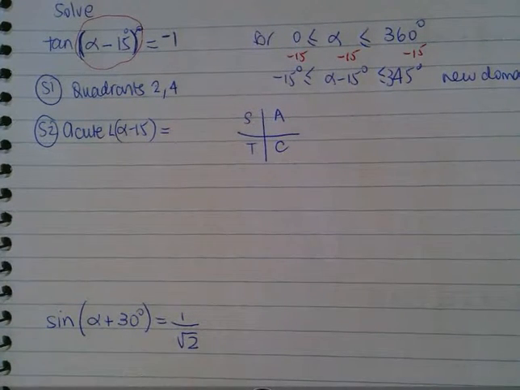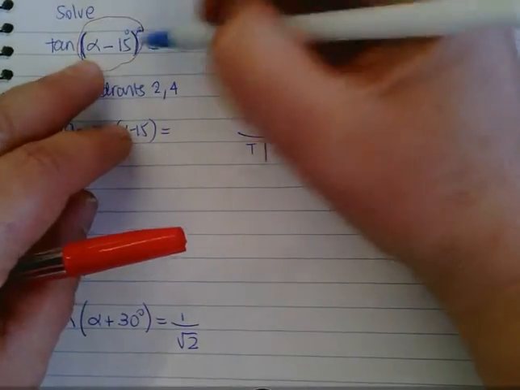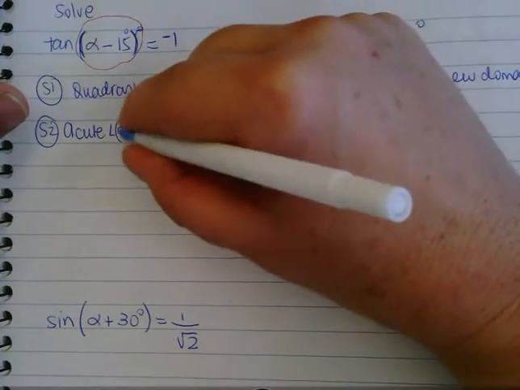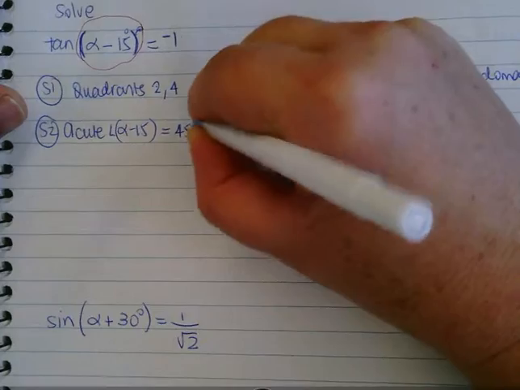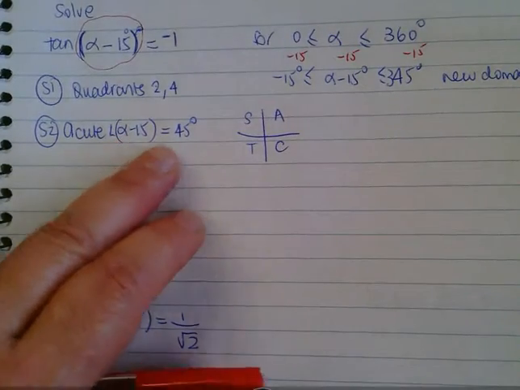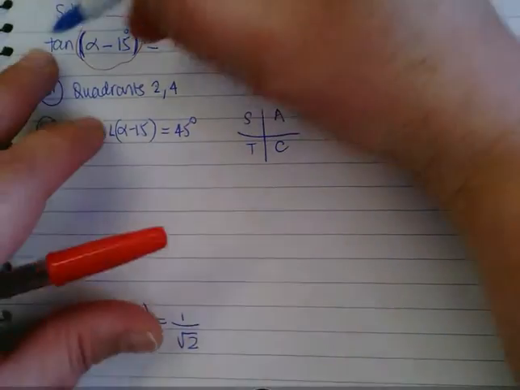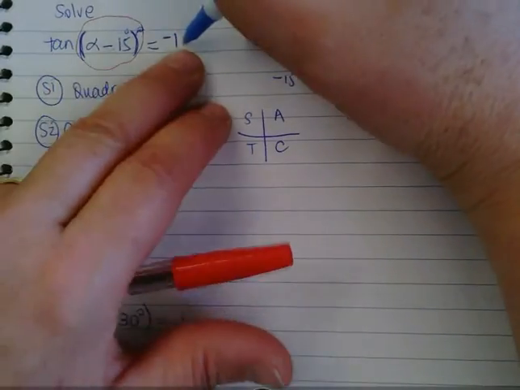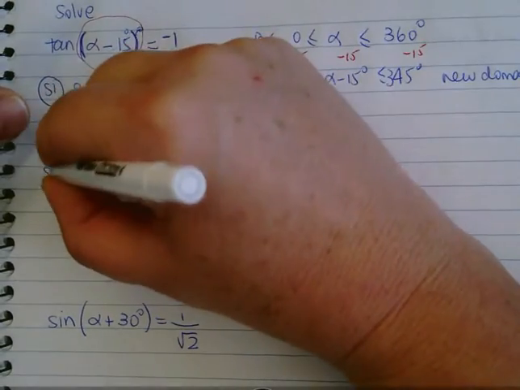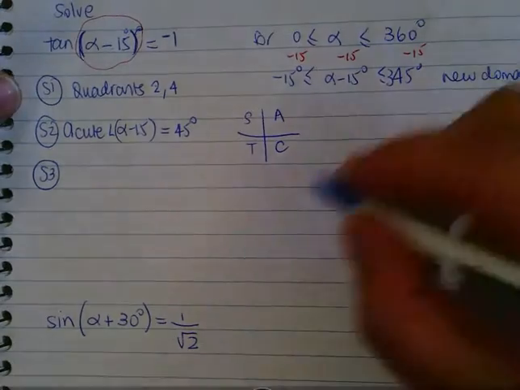So it's not acute angle theta. Remember when we were doing the others, it was acute angle, because I just want to know tan of what is 1. Yeah, so the acute angle alpha minus 15 is 45, because tan of 45 will give me the 1. What do I do now? What's always step 3? Draw it.